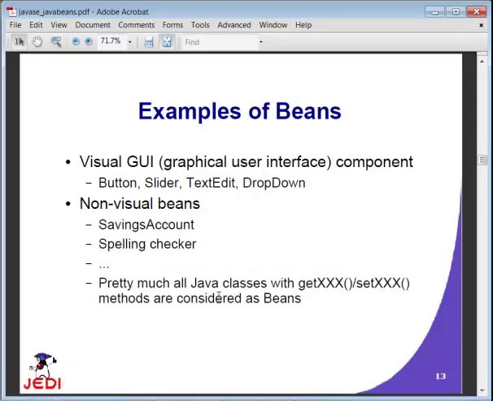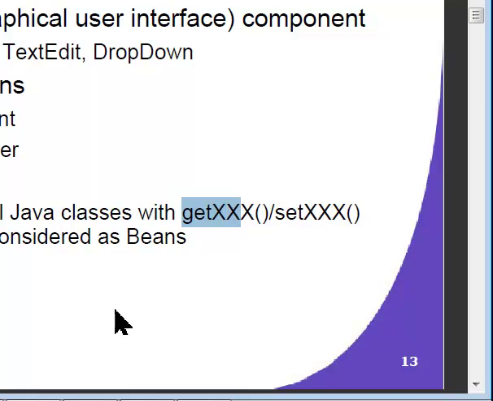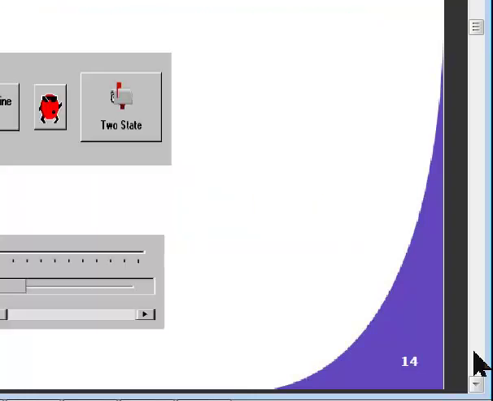Okay, so as we talked about, non-visual beans could be, let's say, savings account, spelling checker. Any Java classes that have getter and setter methods are Java beans. They are Java beans. So this is a button bean, and these are slider beans. This is in the form of a Java bean object. This is again in the form of a Java bean object.